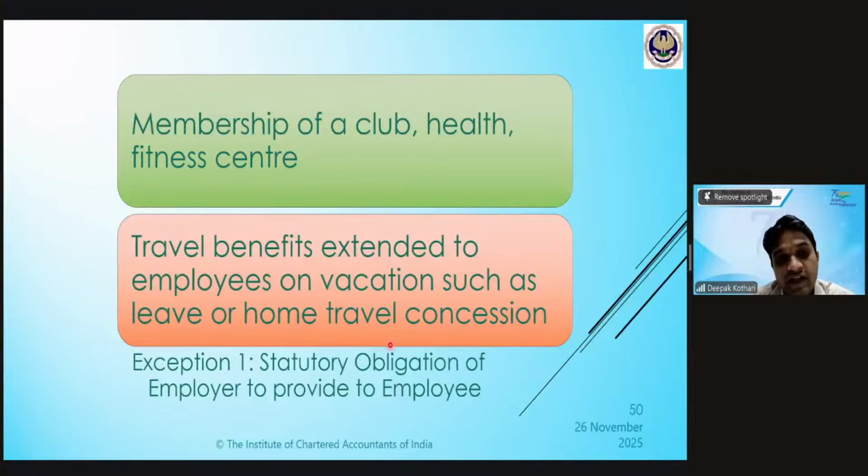Then travel benefits, which is extended to employees, that is also a blocked credit unless it's a statutory obligation. Like if somebody is working in a remote place, where they have to stay away from their family, for them if you're giving travel benefits, vacations, that's a statutory requirement. The law is saying you have to compulsorily give them. Other companies give it as an optional thing. They are not statutorily required. For them, credit will not be available. But when it is statutorily required and there is a labor law which says that you have to give them this leave travel allowance, then this credit will be available. Otherwise, it is not available.